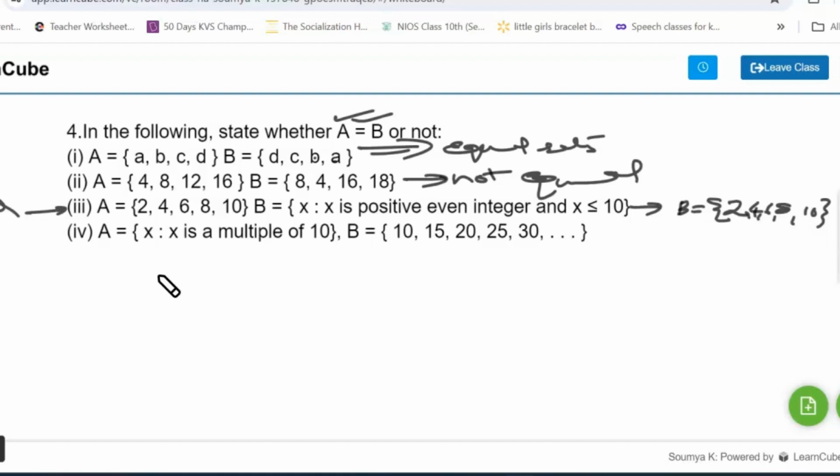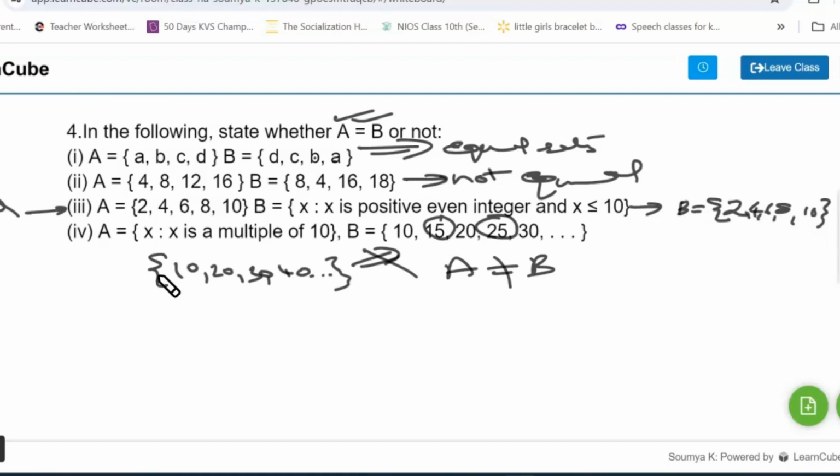Set A has multiples of ten, that is 10, 20, 30, 40, it goes on. Here you have 10, 15, 20. So extra things are also here. They are not the same, not equal. A is not equal to B.